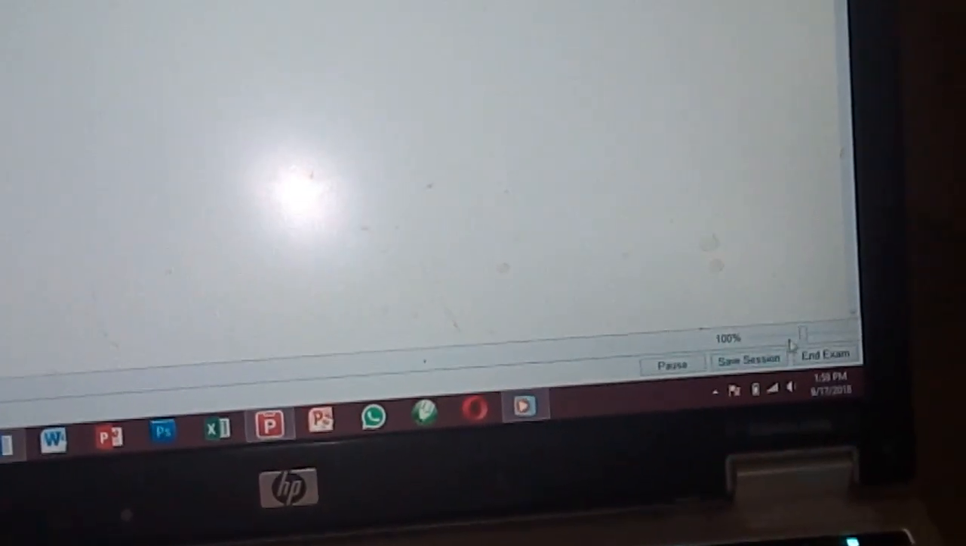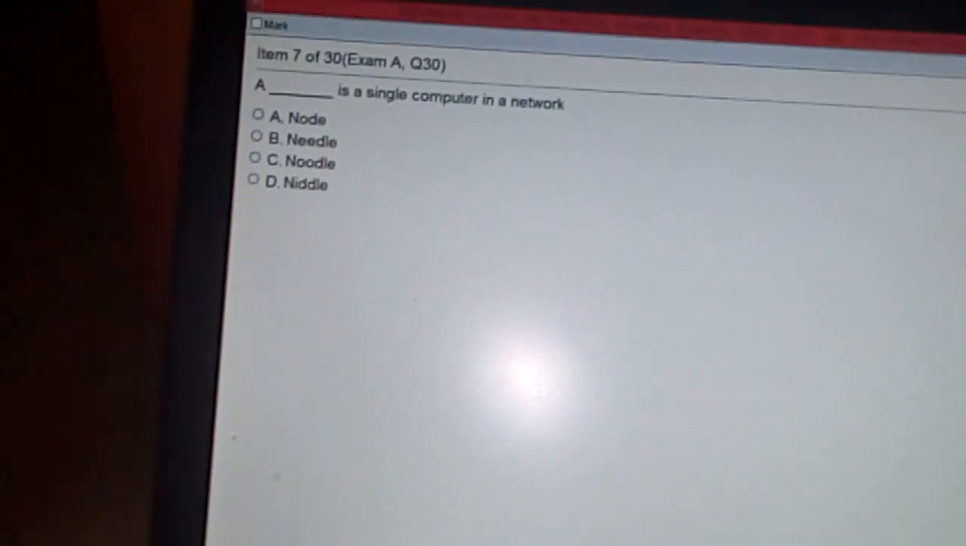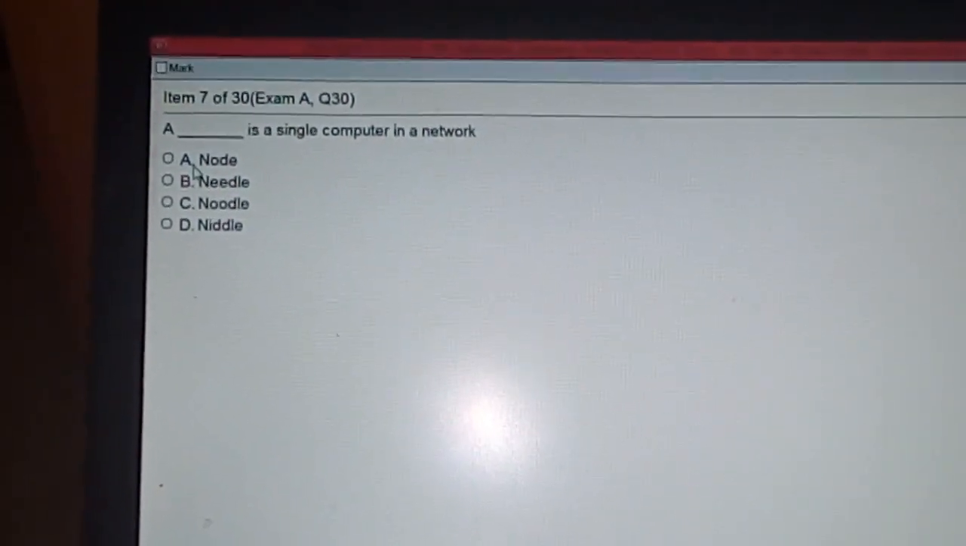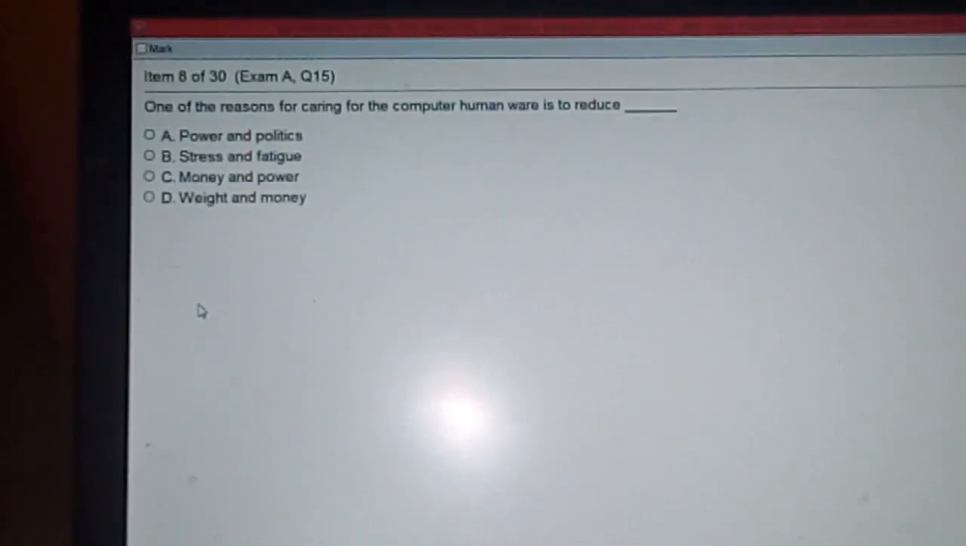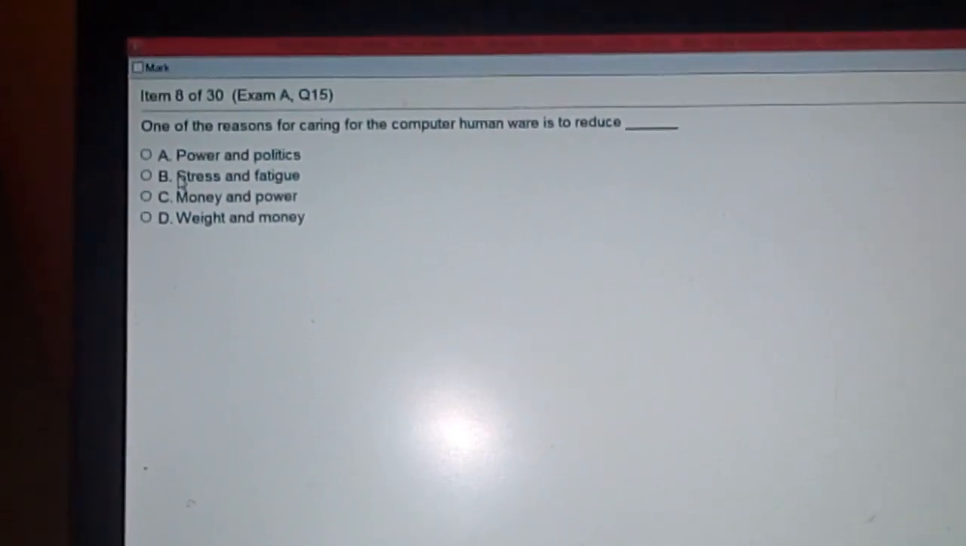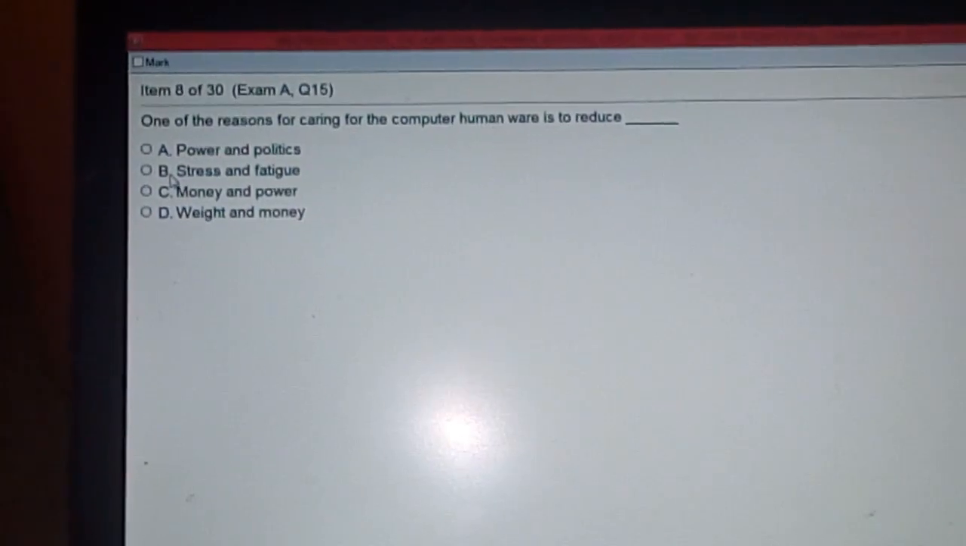Now I come to the other side here. I can even enlarge it here. You can see I can increase the size of what I'm doing, to make it bigger for myself. And the single computer in a computer network is a node. You can see that is a bit bigger than what I was doing before. One of the reasons for caring for the computer hardware is to reduce stress and fatigue.